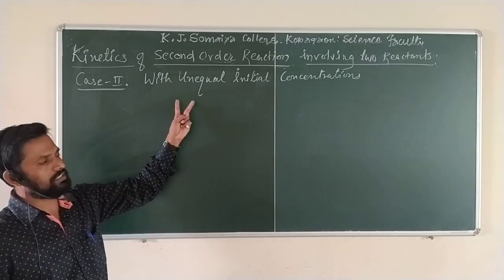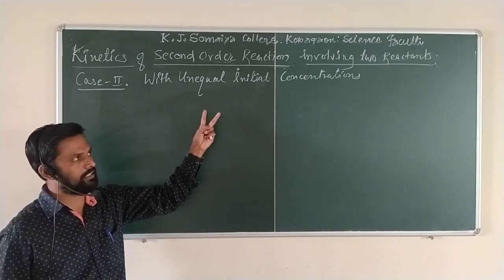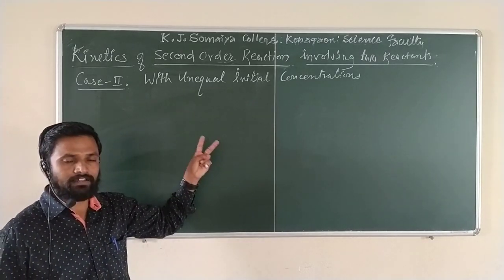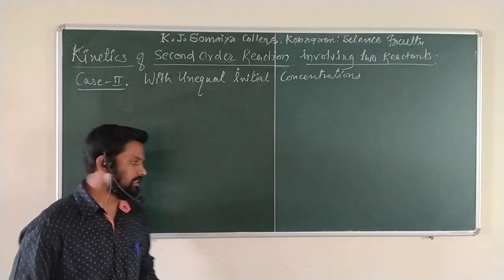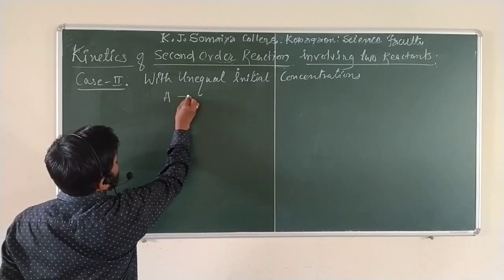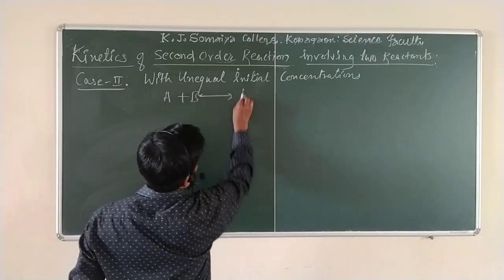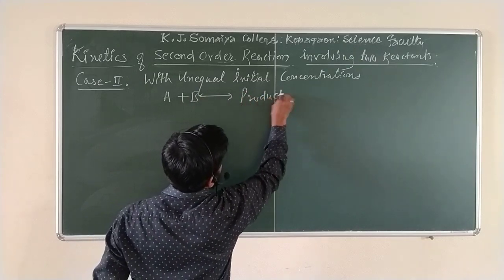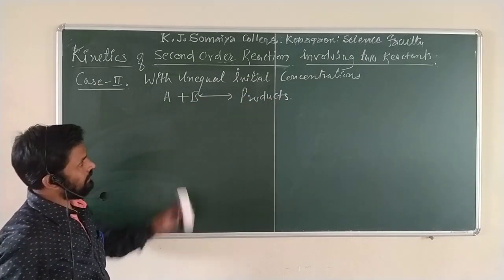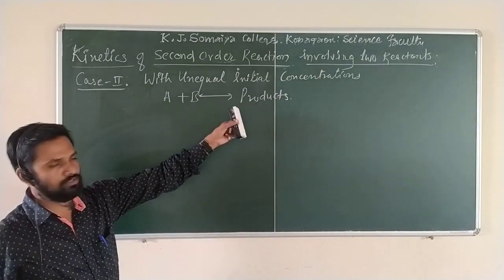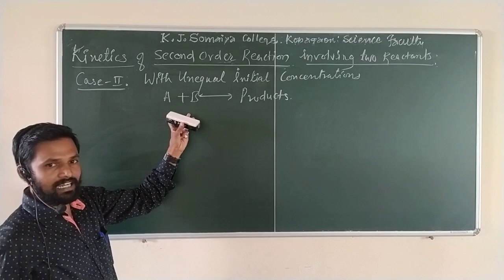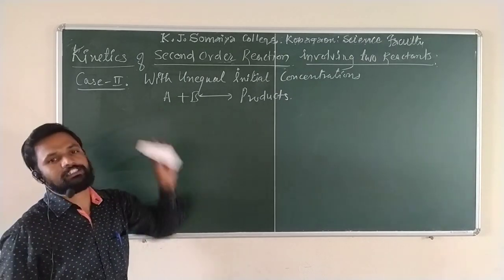Again we have to consider two reactive molecules of a second order reaction forming the product, but both reactive molecules are with unequal initial concentrations. Consider a general reaction that follows second order, for example A plus B forms the product. Here A and B are the two reactant molecules, but their concentrations are unequal, different.